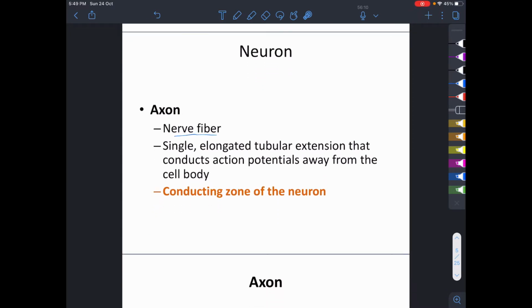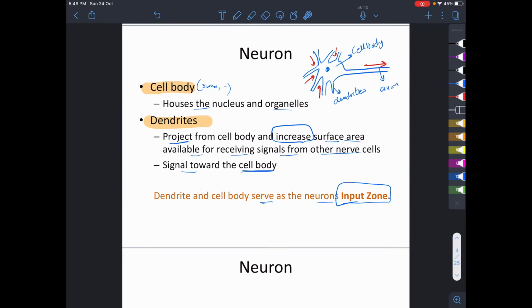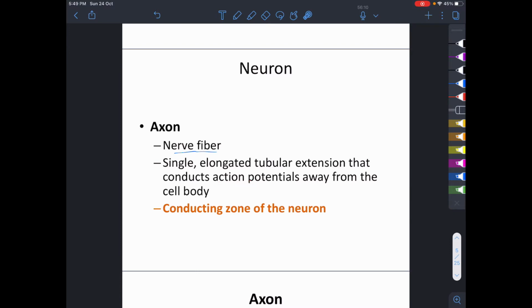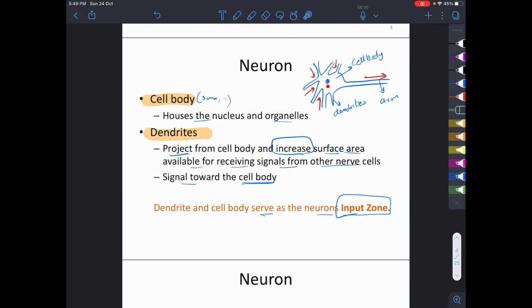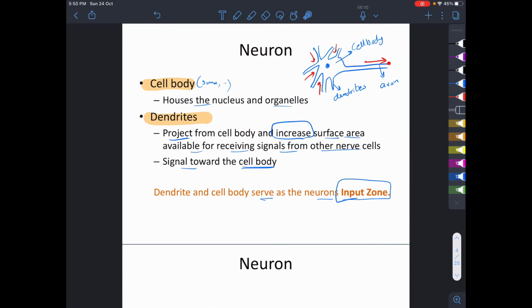The axon is the nerve fiber, a single elongated tubular extension from the cell body. As we said, it sends signals and conducts the action potential. If this is a nerve cell and I want to give an action potential to other cells, I'm going to send it and conduct it through the axon until it reaches the axon terminal, the other cell. So we send action potentials away from the cell body, this is the direction.